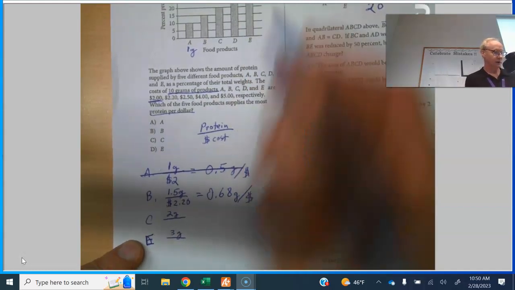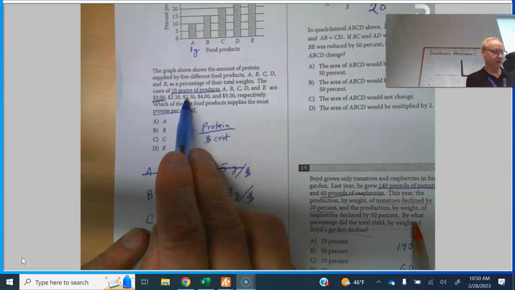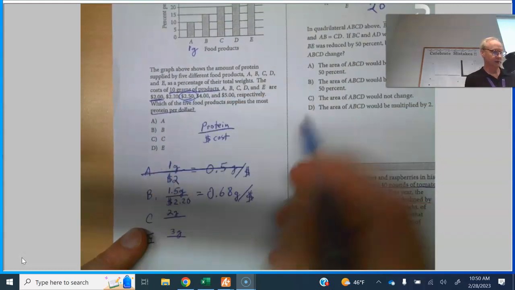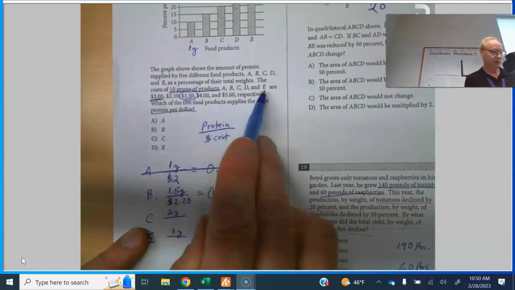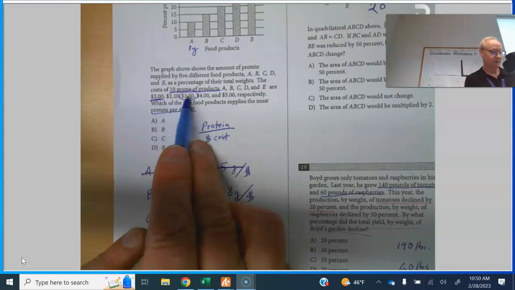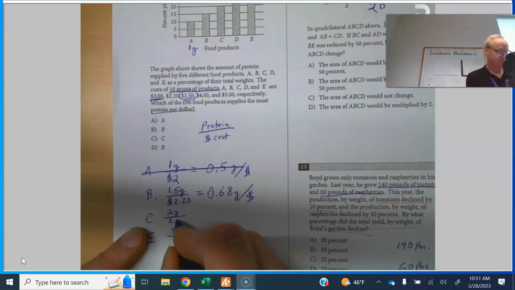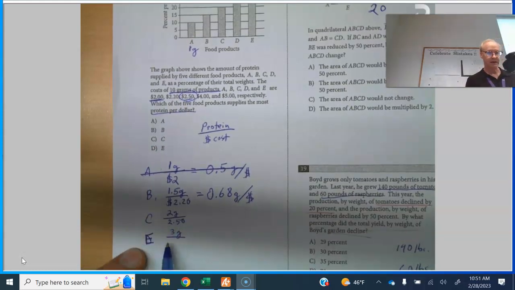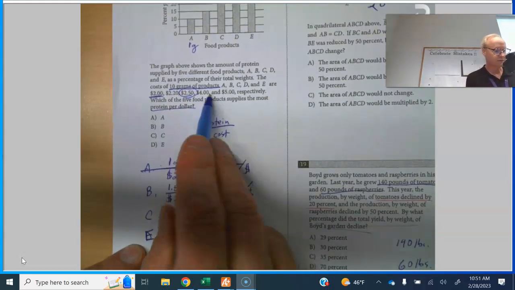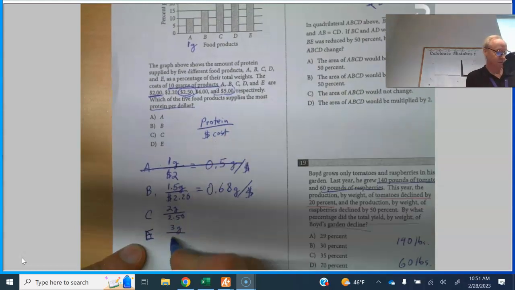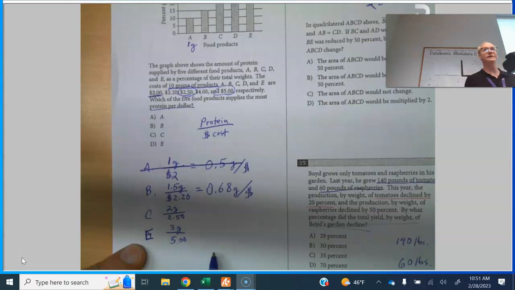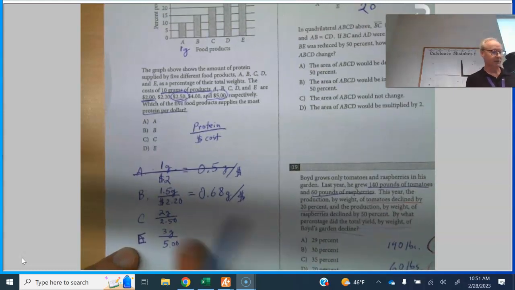It's right here. Now, this one costs $3.50. This was for A, B, this is C. Cost $2.50, and E was $5. And what you're going to do is get some decimals for these and compare them, and you should be able to compare the price for protein.